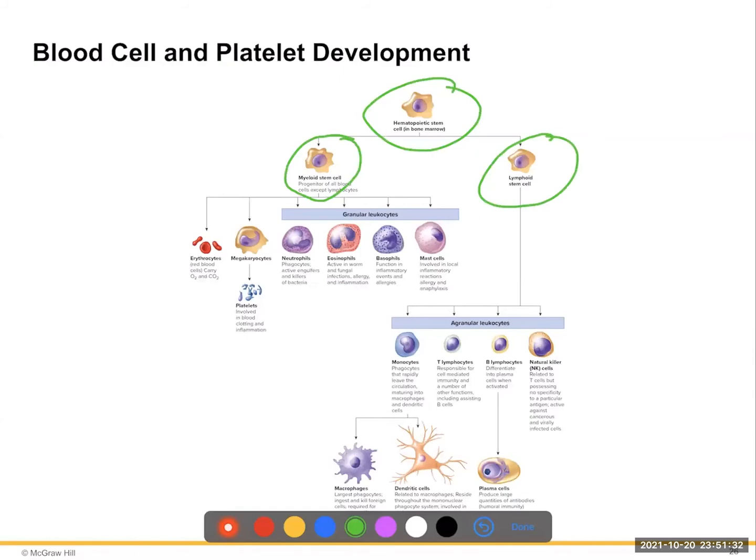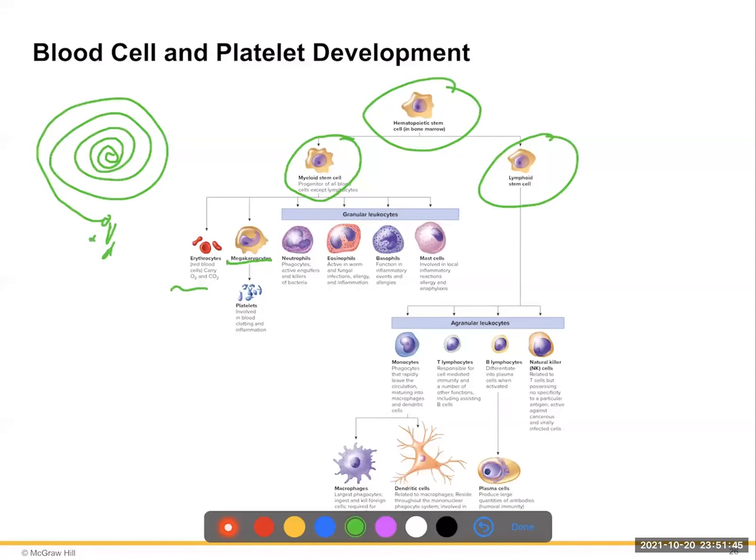The myeloid stem cells form your erythrocytes, which are your red blood cells. It forms your megakaryocytes. Megakaryocytes are these really big cells that kind of look like a snail. What they do is they branch off little beads here. They branch off little particles, and these are your platelets. So those form your platelets from this big megakaryocyte.